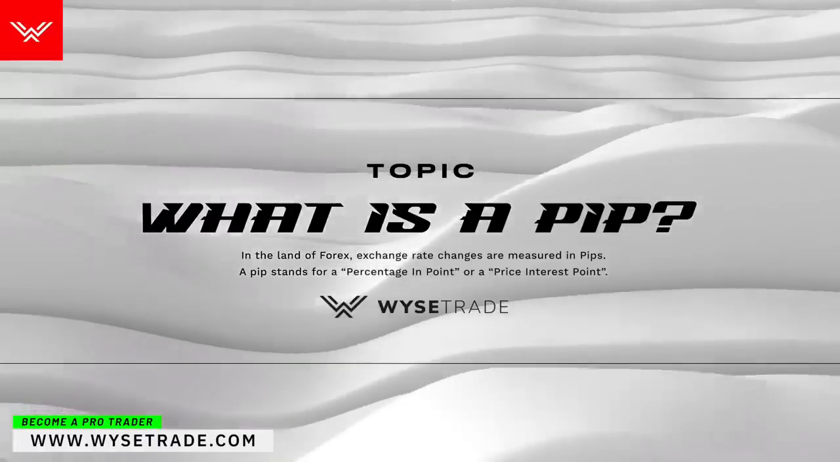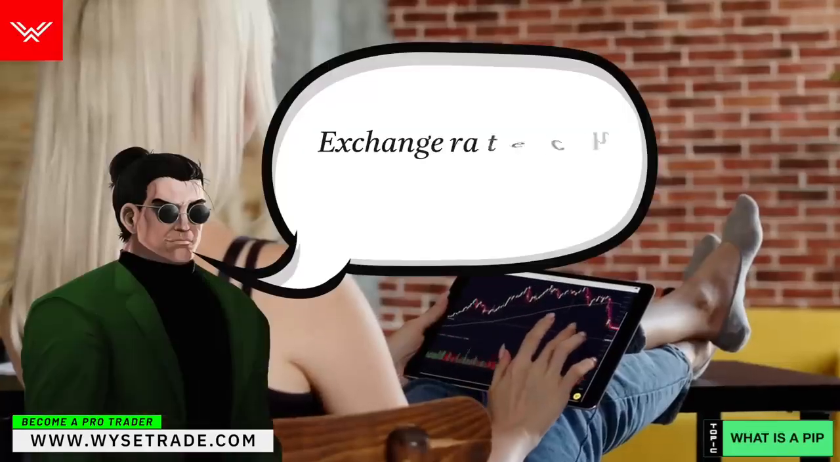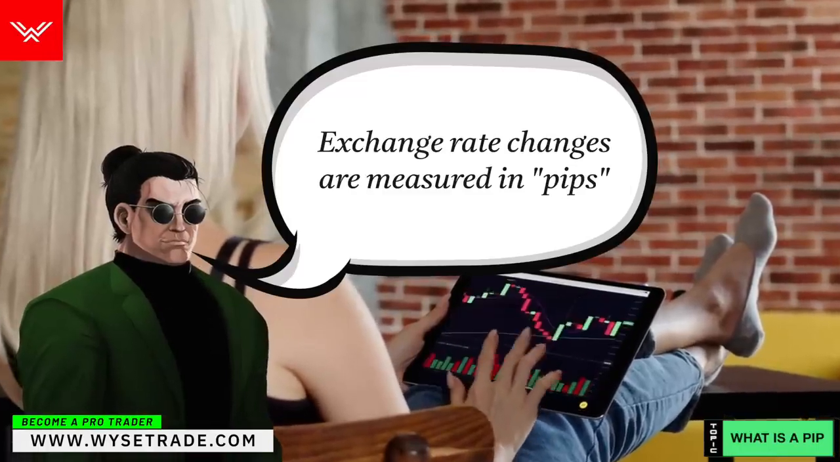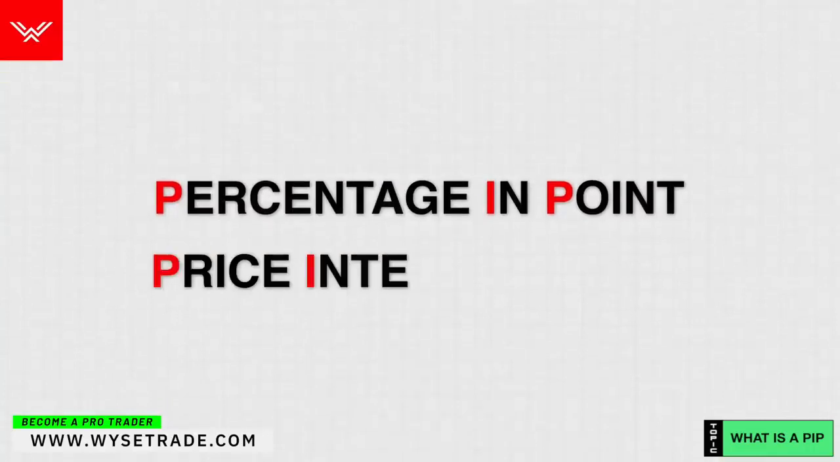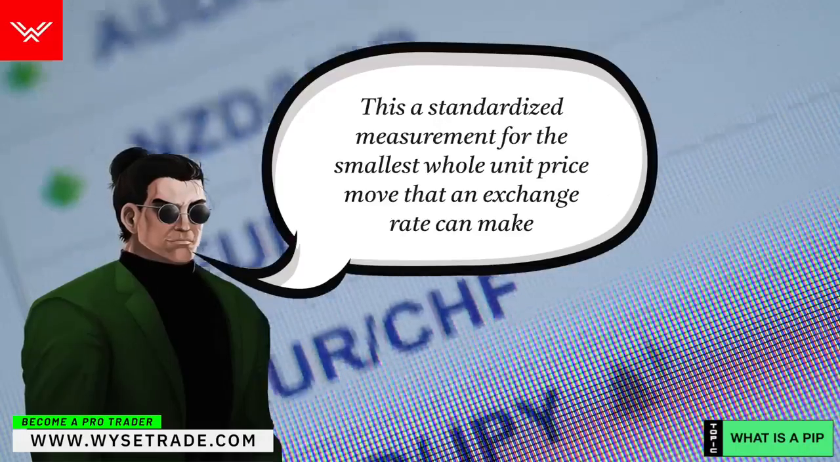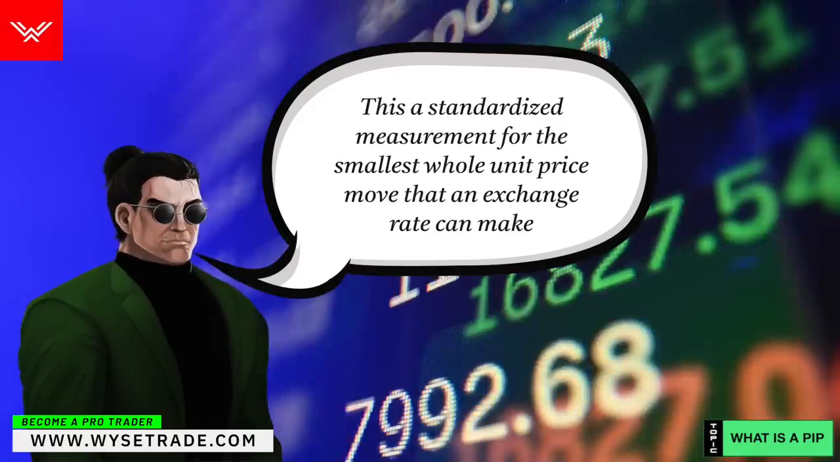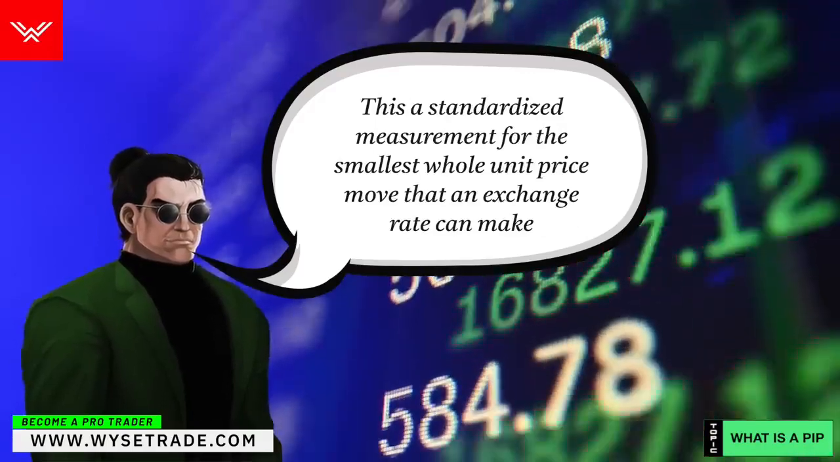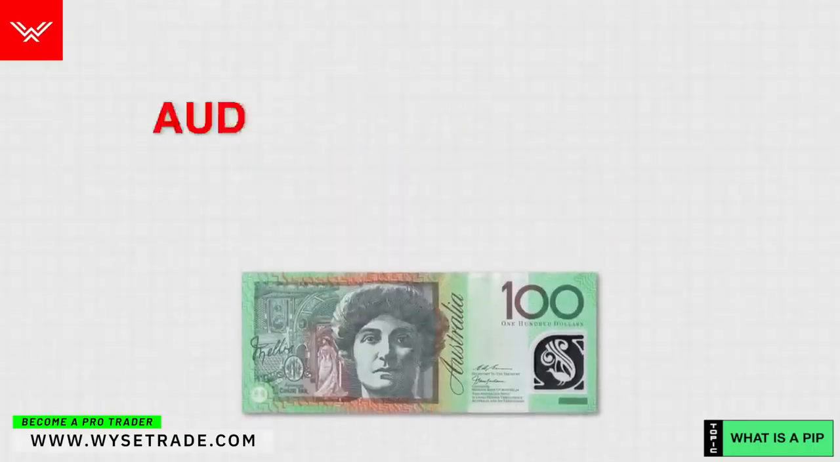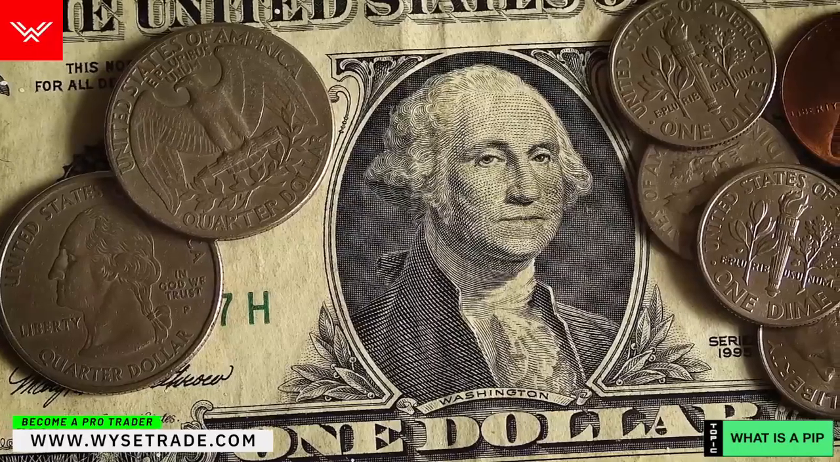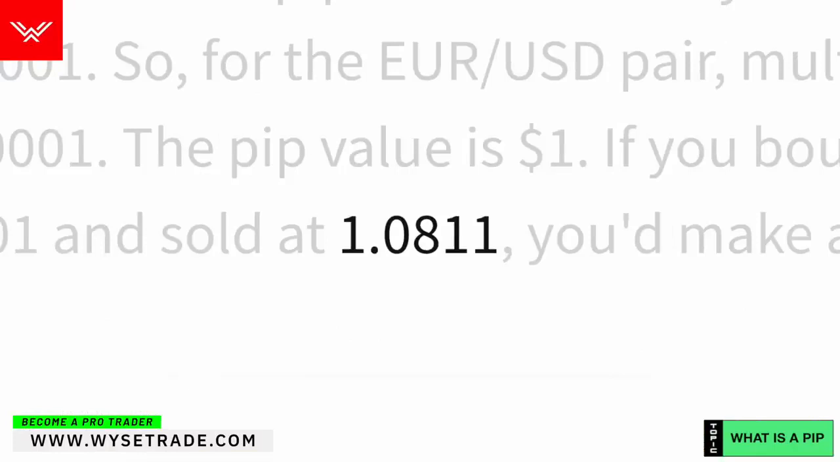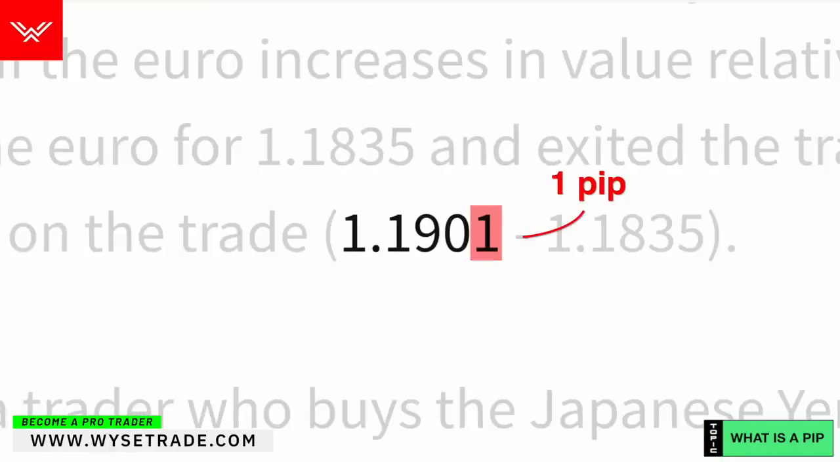What is a pip? In the land of Forex, exchange rate changes are measured in pips. A pip stands for percentage in point or price interest point. This is a standardized measurement for the smallest whole unit price move that an exchange rate can make. If the Australian dollar is sitting at 0.6751 and its value gained by 1 pip, it would move to 0.6752. Most currencies are written to the 4th decimal place, with the 4th decimal place representing 1 pip.